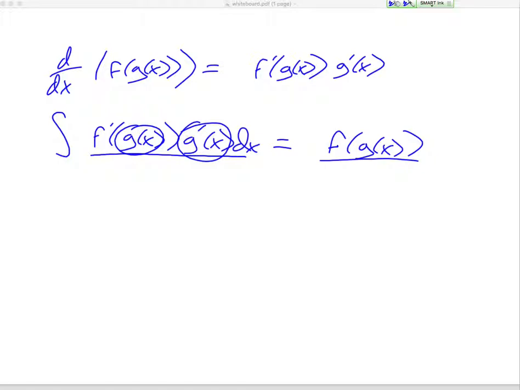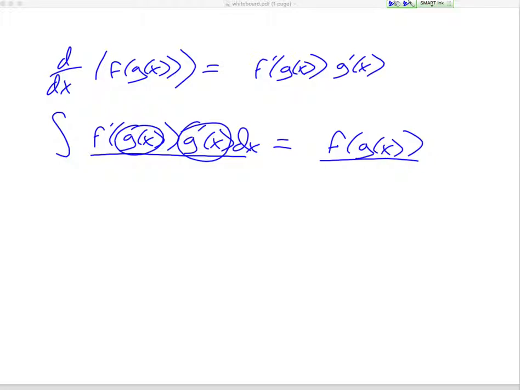So if I've got a composite function, first thing I'm going to do is identify what's the outside function, what's the inside function. Then I'm going to look for the derivative of the inside function. If the derivative of the inside function is there, then all I have to do is integrate the outside function and keep the inside function there. Follow me?